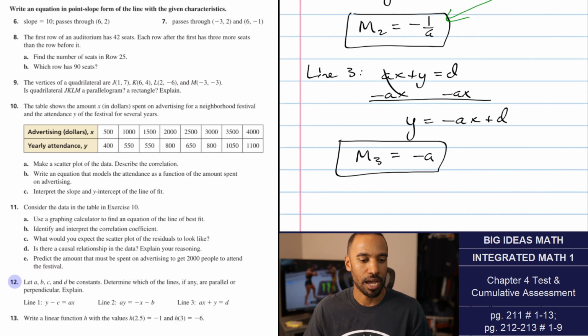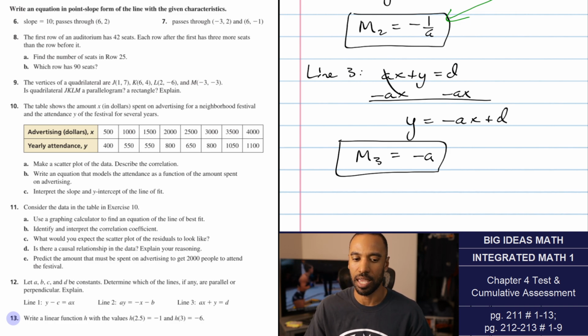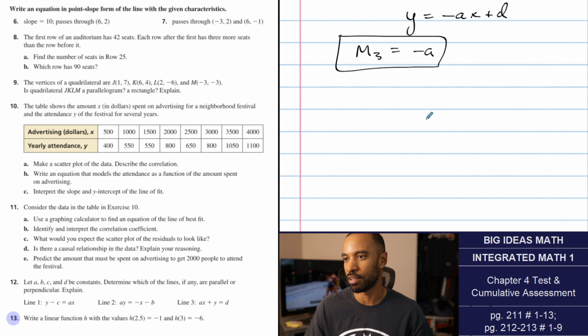Okay, number 13. Yeah, that was it. Number 13, the last one in the chapter test portion. Write a linear function h with the values h of 2.5 equals negative 1 and h of 3 equals negative 6.